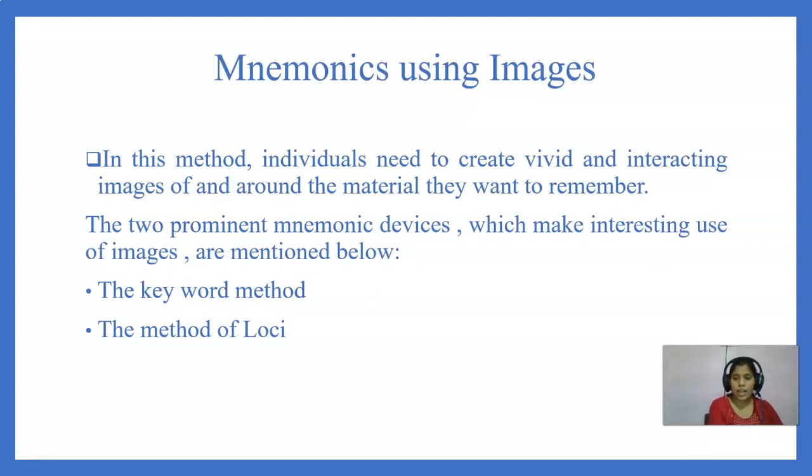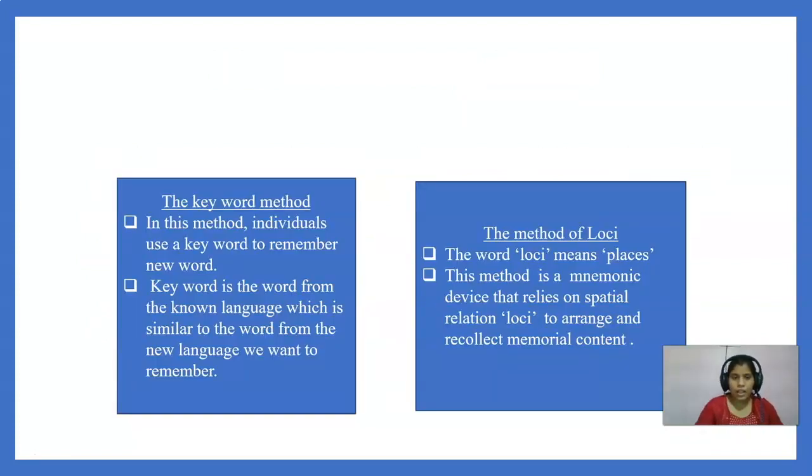So we can create an image of the thing that we want to remember, a clear image, and that may help us to remember the thing. Two prominent methods under this mnemonics are first the keyword method and second the method of loci. Keyword method means here we use a keyword to remember the new word.